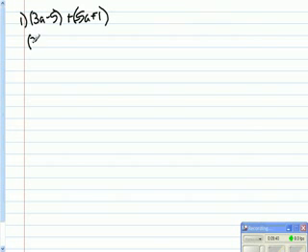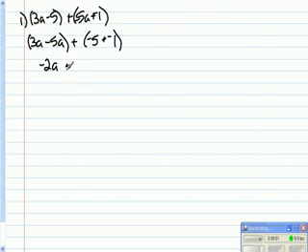Then I can do the exact same thing as on the last page. So 3a would go with negative 5a, and negative 5 would go with negative 1. 3 and negative 5 is negative 2a, and negative 5 plus negative 1 is negative 6.